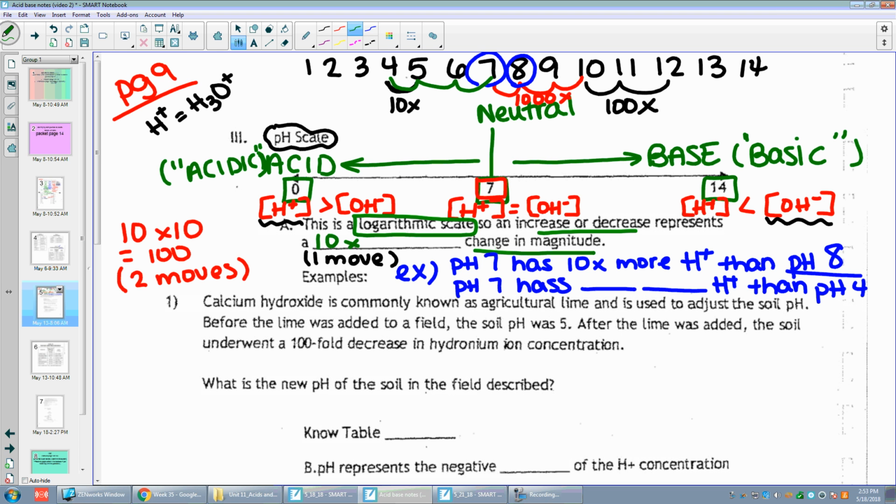Well, then I'm doing 10 times 10 times 10. So 7 has 1,000 times, let's think, more or less H plus. Well, pH 4 is more acidic. pH 4 has the most H plus compared to 7. So 7 has 1,000 times less H plus compared to a pH of 4.